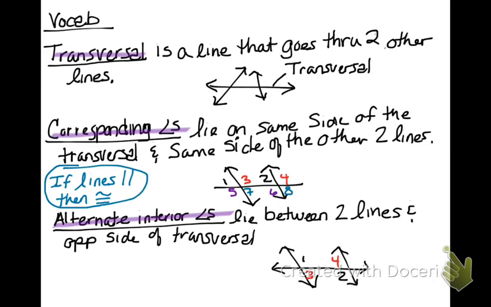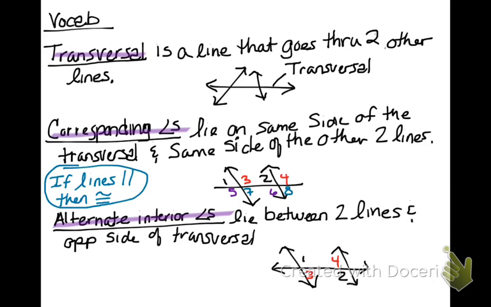Now we have what's called corresponding angles. They lie on the same side of the transversal and the same side of the other two lines. I color-coded them. Angle 1 goes with angle 2, angle 3 goes with angle 4, angle 5 goes with angle 6, and angle 7 goes with angle 8. Notice angle 1 and angle 2 are on the same side of the transversal, on the left-hand side of the lines. Angle 3 and 4 are on the same side and on the right-hand side of the lines.